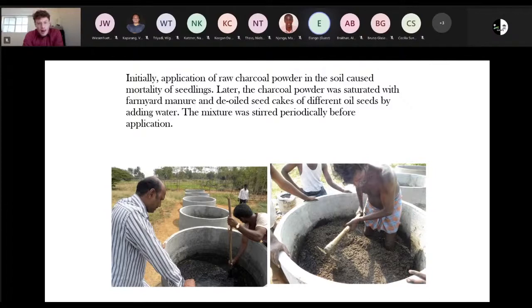Initially, application of raw charcoal powder in the soil caused mortality of seedlings. This is our experience. Later, the charcoal powder was saturated with farmyard manure and de-oiled seed cakes of different oil seeds by adding water for the saturation. The mixture was stirred periodically before the application in the soil.